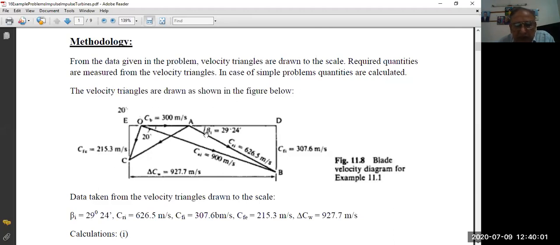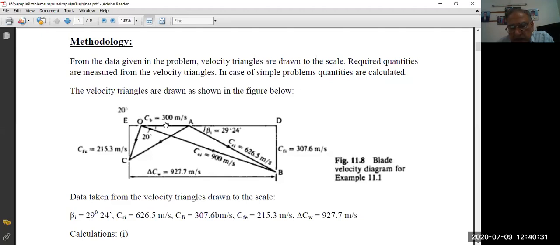First of all, we draw line OA. This is actually a horizontal line we draw. This is the tangential velocity of the blade, CB, 300 meters per second, which is given. So how much should be the length of this side of the triangle, OA? This is according to the scale you take. So for example, if we take 100 meters per second equal to 10 mm, then this will be 300 divided by 100.